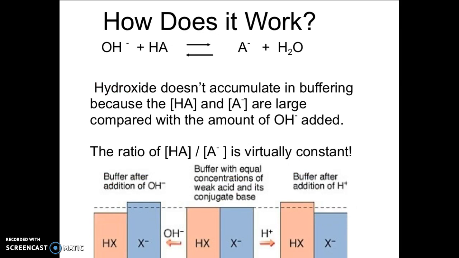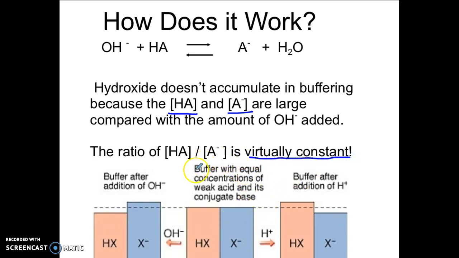So how does a buffer work? Remember, a buffer has a relatively high concentration of a weak acid and its conjugate. Okay, we're going to look at this weak acid buffer system. You could also have a weak base buffer system, but for this example of how they work, I want to talk about a weak acid buffer system. And so you have in relatively high concentrations the acid and its conjugate base, okay? And so there is a ratio of acid and conjugate base that we say is virtually constant.